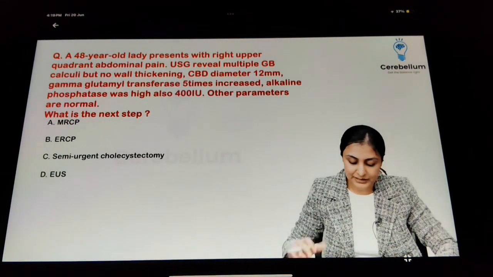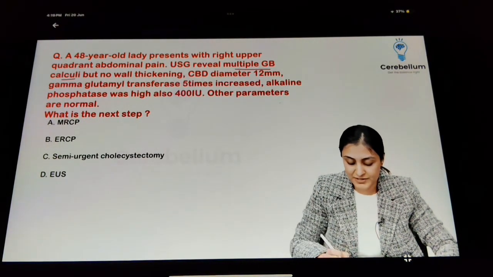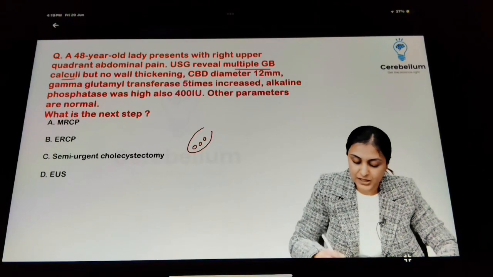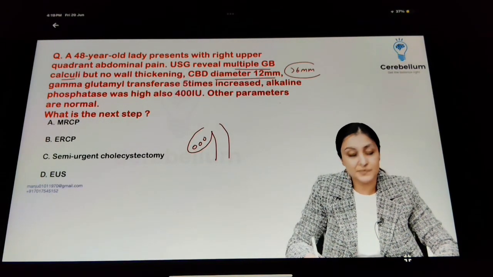Next, 48-year-old female presenting with right upper quadrant pain. Ultrasound shows us multiple GB calculi, but no wall thickening. So from this, I know that there are gallstones. There's no cholecystitis per se. CBD diameter 12 mm. That tells me that the CBD is indeed obstructed. We said anything more than 6 mm is dilated CBD.